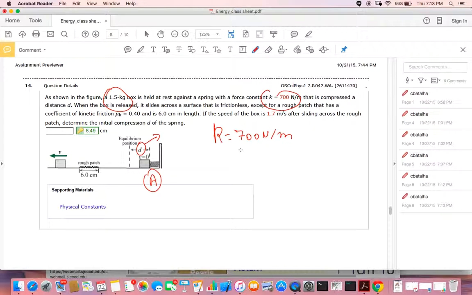Okay, we got it. When the box is released, it slides across a surface that is frictionless. So this is pretty much frictionless, except for a rough patch. So we have a little patch that has a coefficient of kinetic friction given. So the coefficient of kinetic friction is 0.4. And the length of it is 60 centimeters. And I'm converting that to meters.